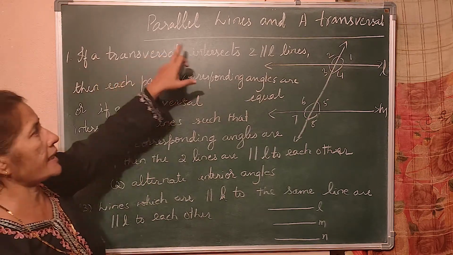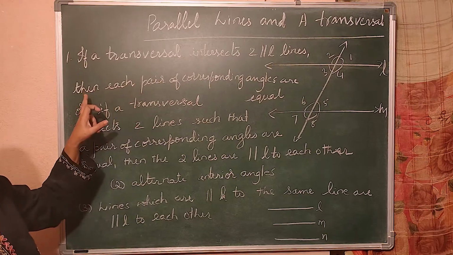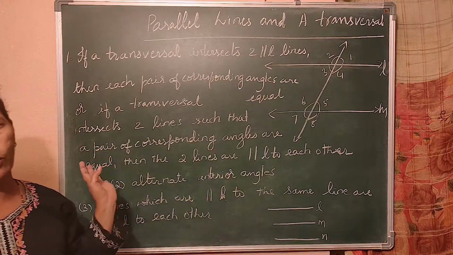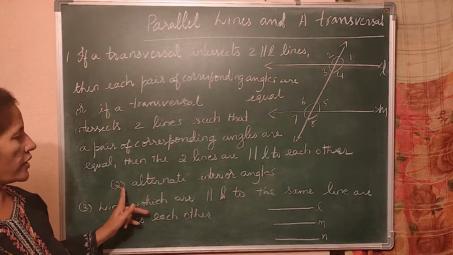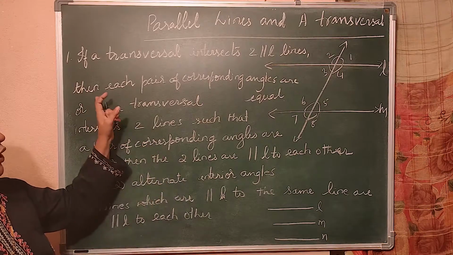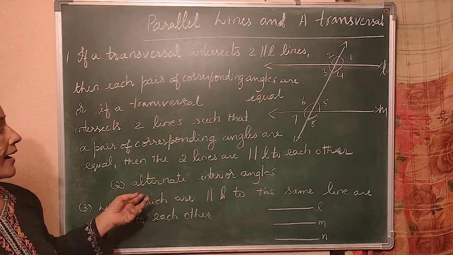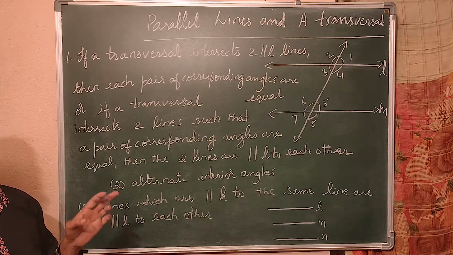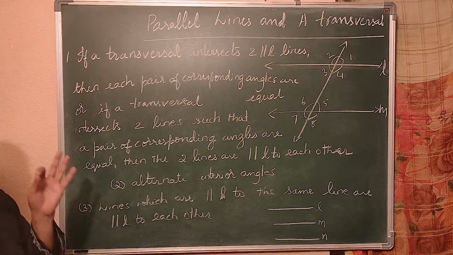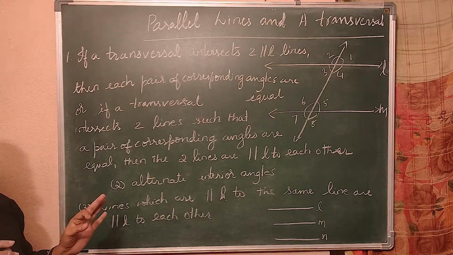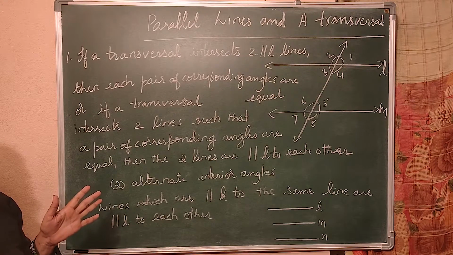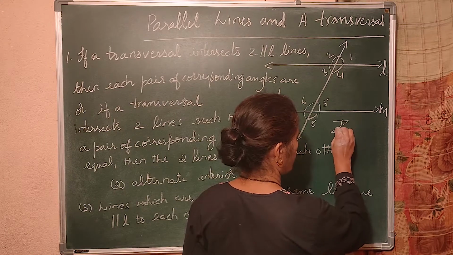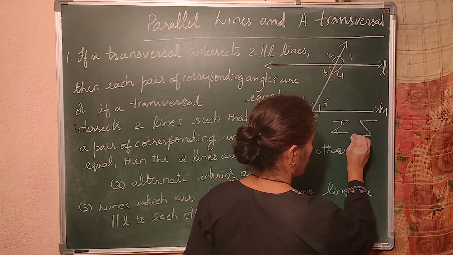If a transversal intersects two parallel lines, then each pair of alternate interior angles are equal. See, this one I put only as the second point. The same thing, instead of corresponding angles, what do you have to put? Alternate interior angles are equal. You have studied what alternate angles and interior angles are. I said many a time. What is the meaning of alternate interior angles? Alternate interior angles come in the shape of Z, or reverse Z.